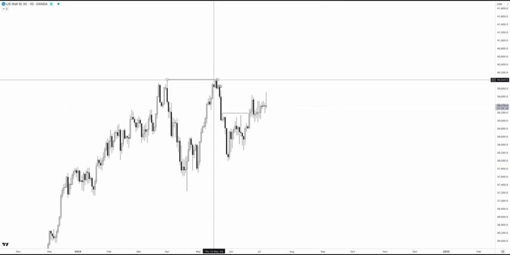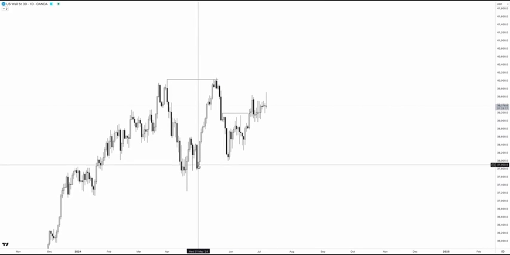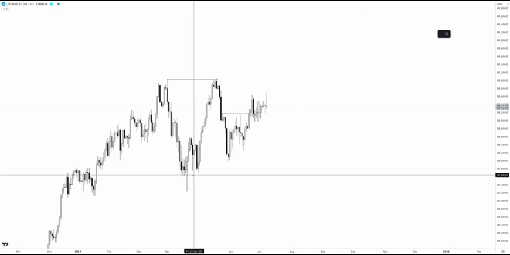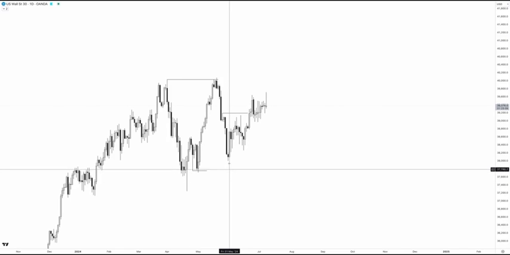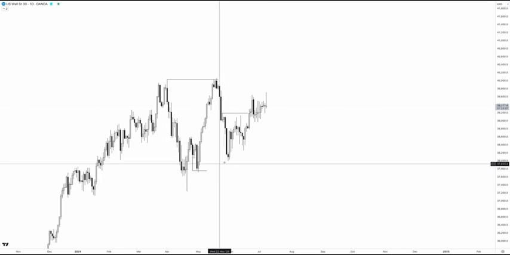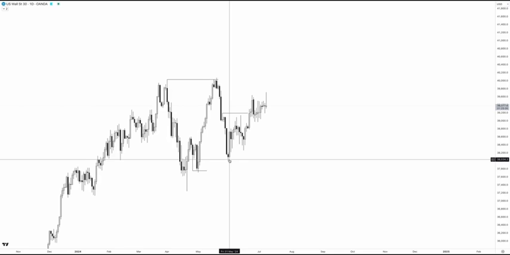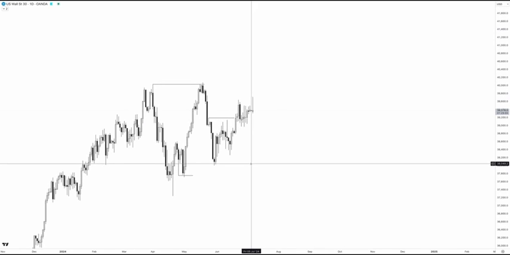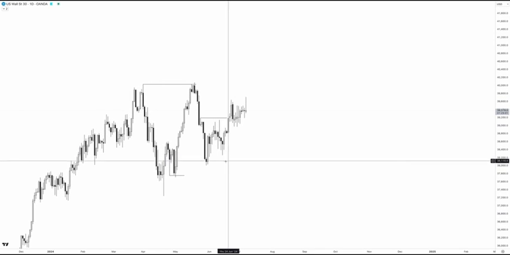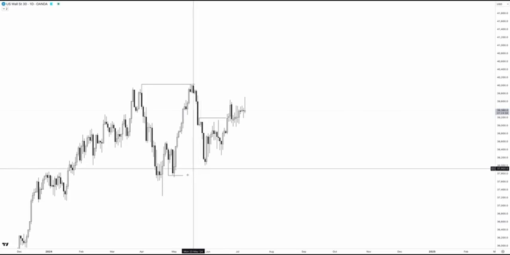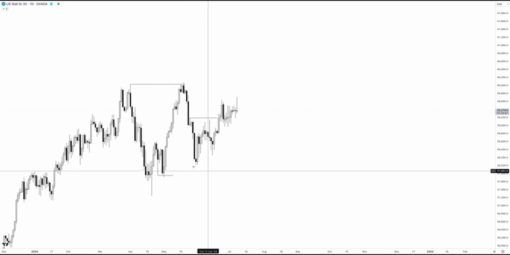So all the market did was come here, respect this area, and respected it because this was a liquidity block. Now, does it mean we can start to long from here? Well, we have to see where liquidity is first, right? So we can't just blindly start taking longs because it's a liquidity block.